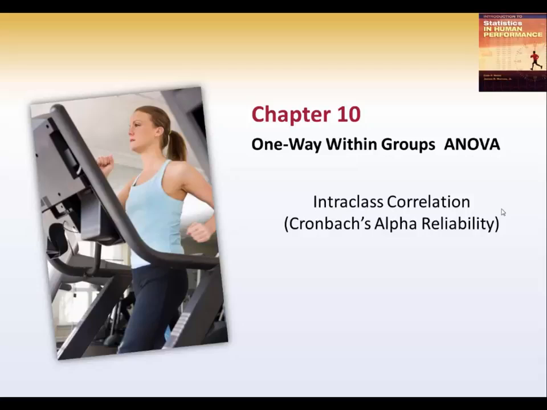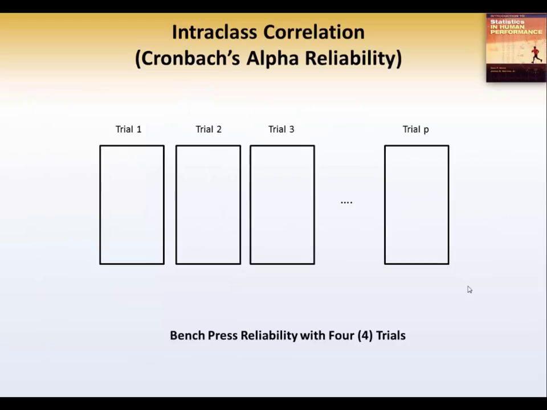And the convenient thing about using the one way within groups ANOVA is we can do it with more than 2 trials. With Pearson product moment, you can only have 2 trials. Within groups ANOVA, you can have many trials. So with the repeated measures ANOVA, we can calculate something called the Cronbach's alpha reliability. We're going to estimate reliability using 4 trials of the bench press with 200 subjects. We'll first illustrate the results from SPSS, and then we'll show you how to calculate Cronbach's alpha with SPSS.